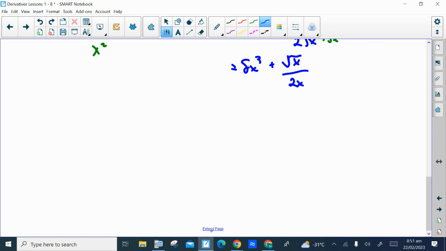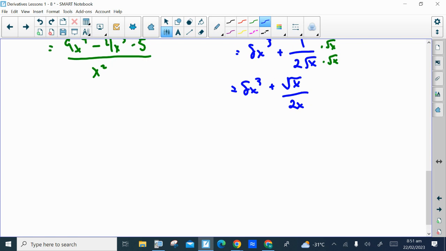And finally, what they might do is combine these two together by getting a common denominator of 2x. The 8x cubed has a denominator of 1, so bottom and top would have to be multiplied by 2x, which would give us 16x to the fourth plus root x all over 2x. So again, if you were checking answers in the back, this is something that they might do. Okay?